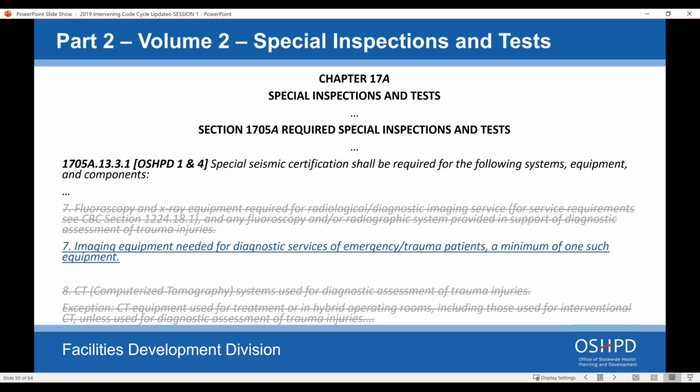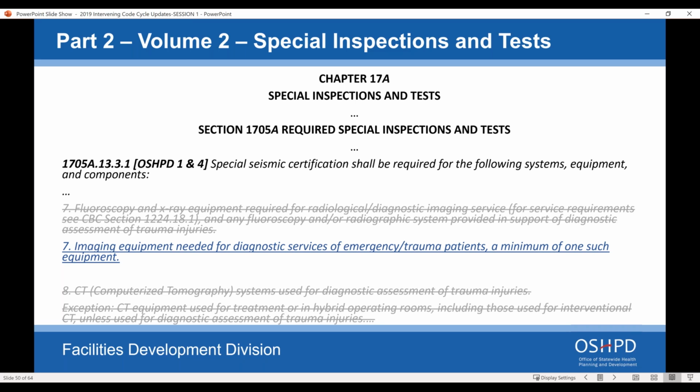So what happened here was there was a comment by MITA, which said that you have an exception for CT, on item 8 that is struck out here. CT equipment used for treatment in hybrid operating rooms, including those for interventional CT, unless used for diagnostic assessment of trauma injuries. But you do not have the same exception for fluoroscopy and X-ray equipment, and they are all used to do the same thing for treatment of trauma injuries.